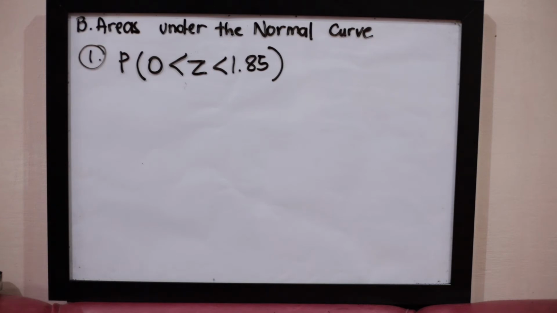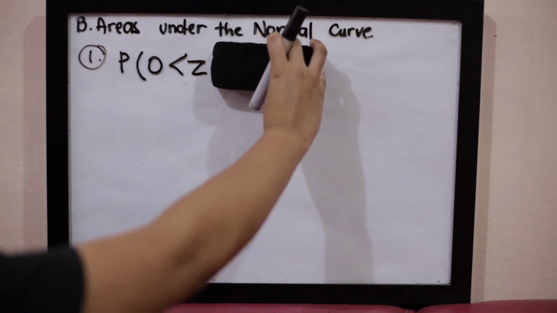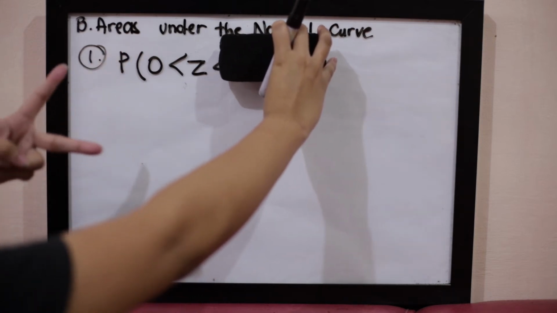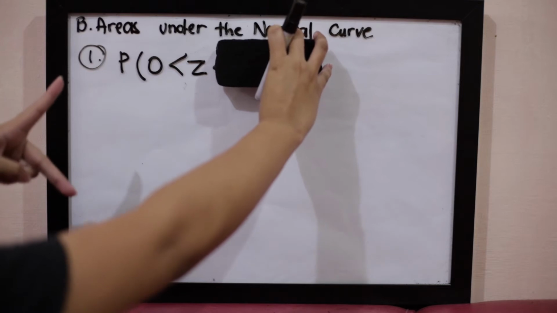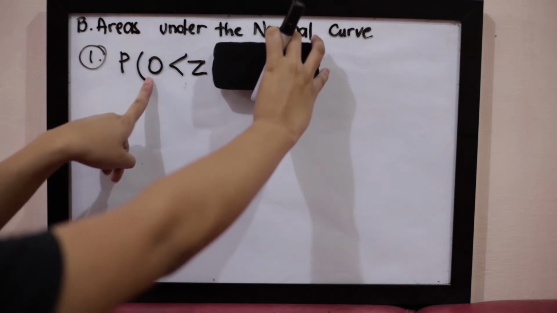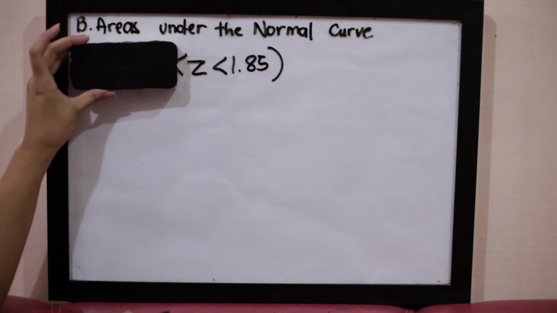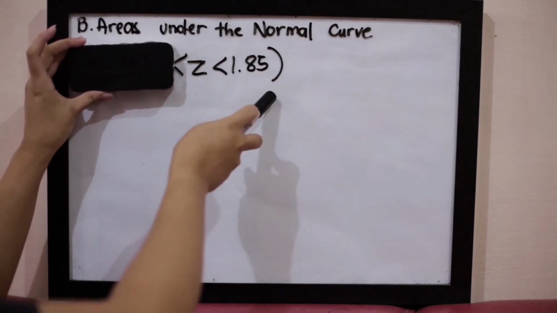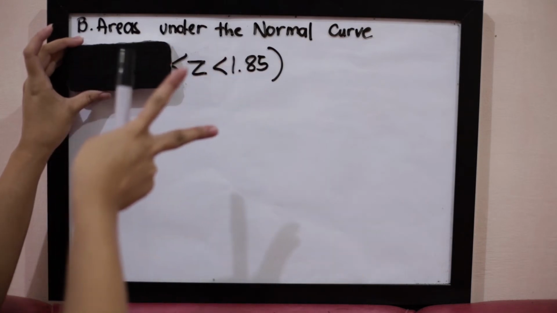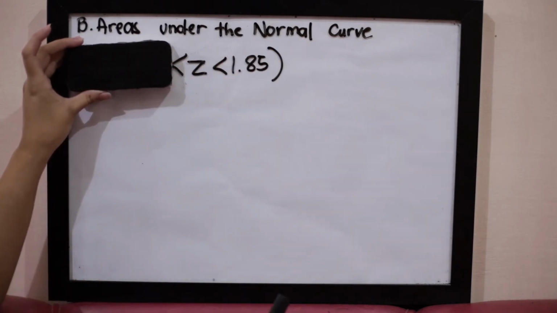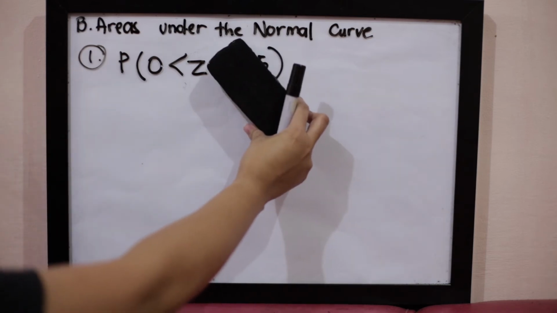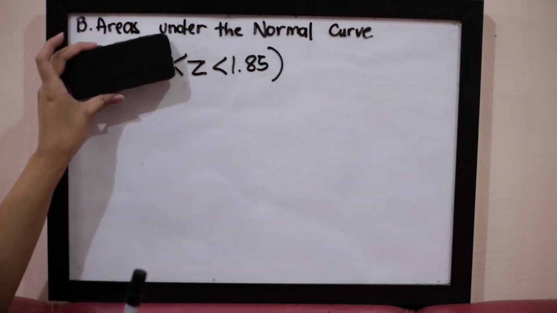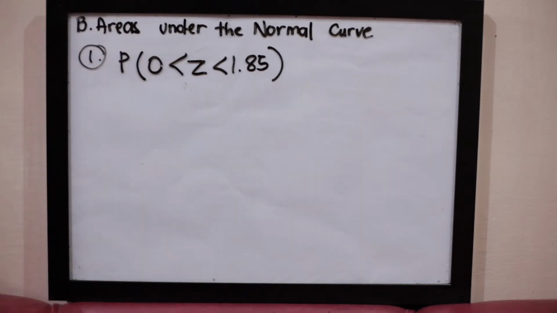Paano mo po binasa? So, all you have to do, if this will be the equation, para mas mabasa nyo siya ng mas matino, you just cover one side of the inequality first. Since the opening of the inequality is in Z, meaning to say, Z should be greater than 0. And then, greater than 0 but less than 1.85, since the opening of the inequality symbol is facing 1.85. Again, Z daw is greater than 0 but less than 1.85. So, that's how we're going to read that one.